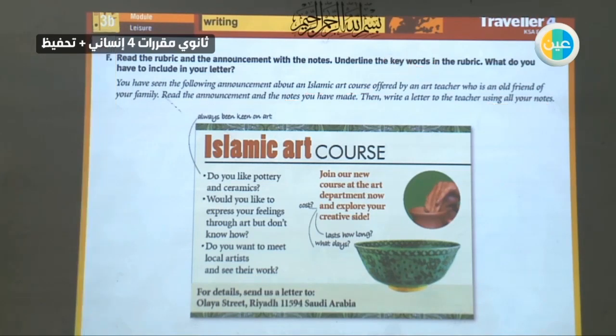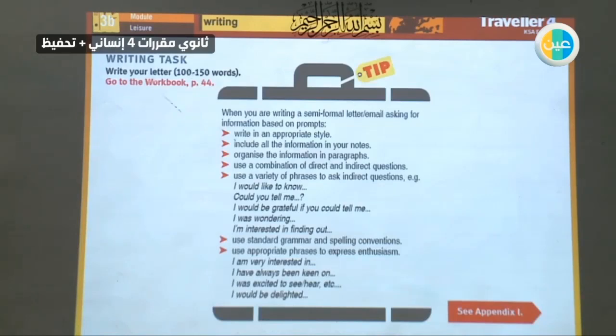Okay, let's move to the tip here. Writing task: write your letter between 100 and 150 words. The tip is that we have to write a semi-formal letter or email asking for information based on these notes. Write in an appropriate style, and include all the information in your notes that we have written above. Organize the information in paragraphs. Pay attention to paragraphs. Use a combination of direct and indirect questions. We have to practice writing direct and indirect questions. Use a variety of phrases, for example, I would like to know, could you tell me, I was wondering.